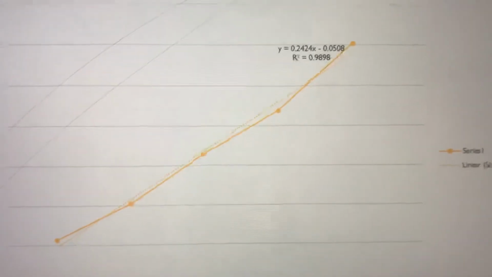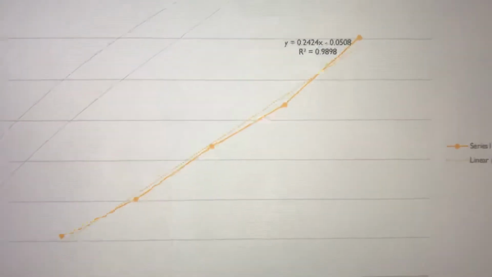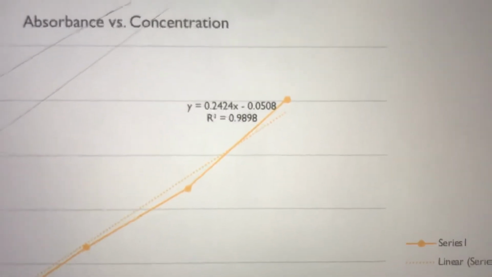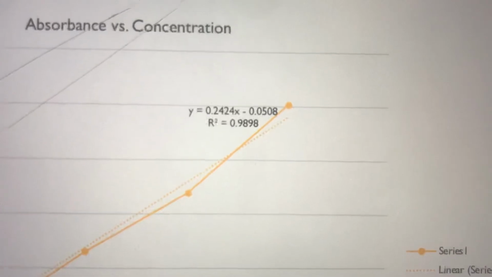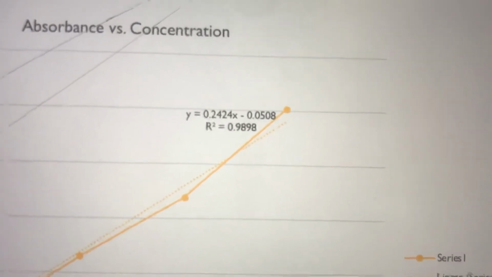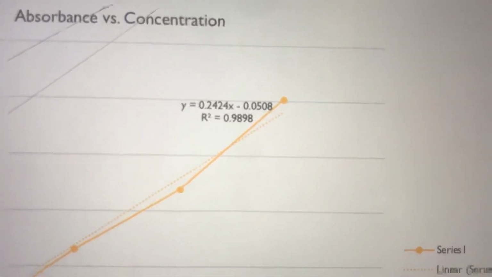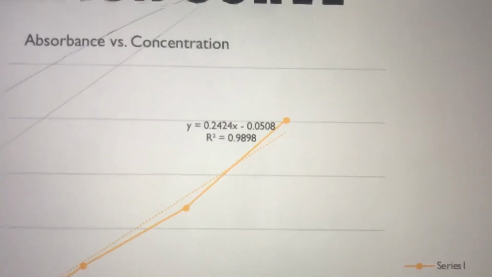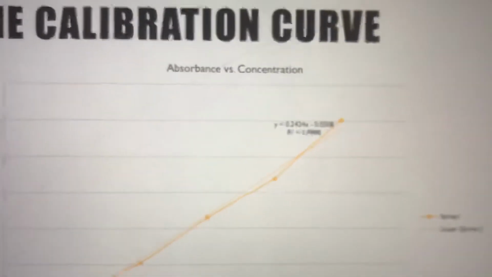And Excel made me a line there. You can see the equation of the line fit to that data is y equals 0.2424x minus 0.0508, and that 0.0508 is the y-intercept.